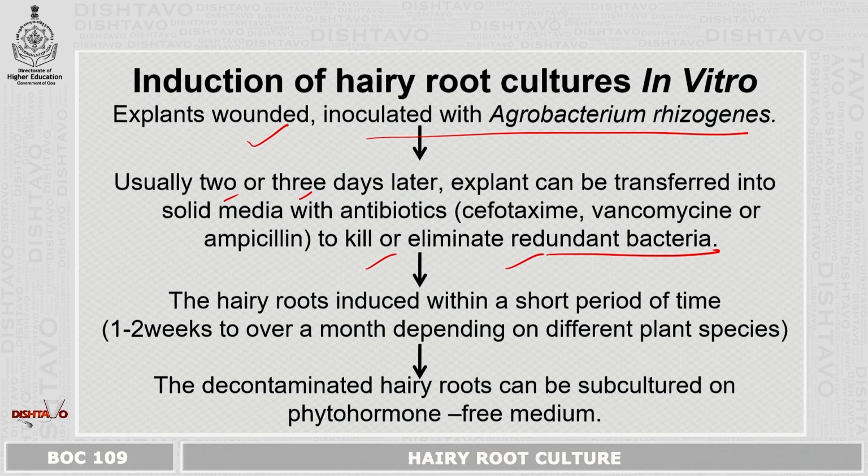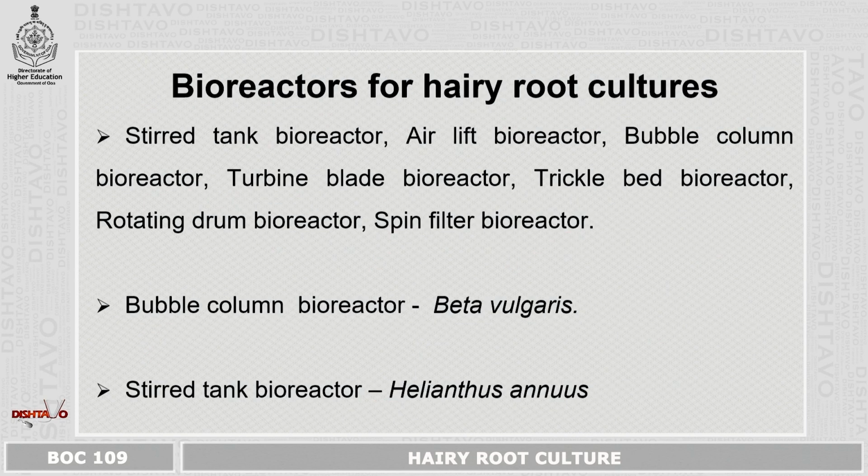But in some cases, students, it can take a little longer. You have seen, it is shown that it can take 1 to 2 weeks or even a month, depending upon different plant substrates or the plant species. Now, the decontaminated hairy roots can be subcultured on phytohormone-free medium and then later can be used.